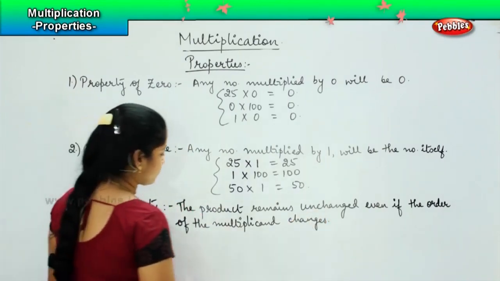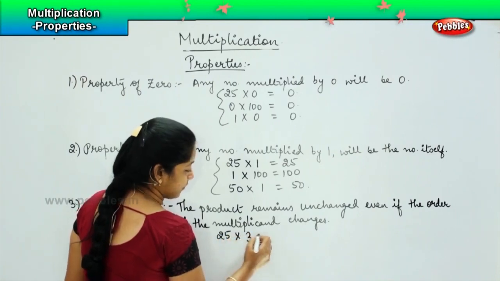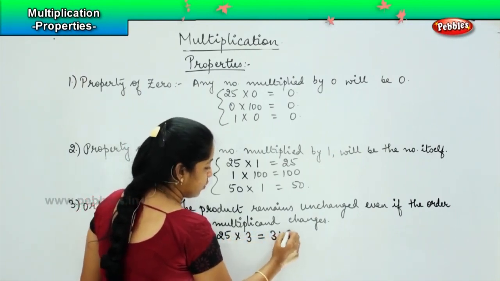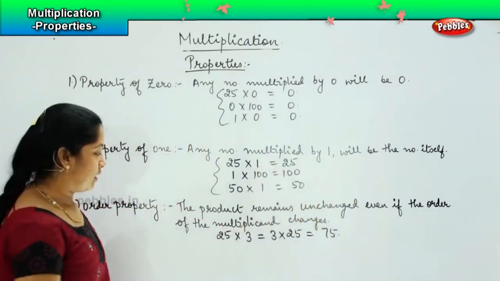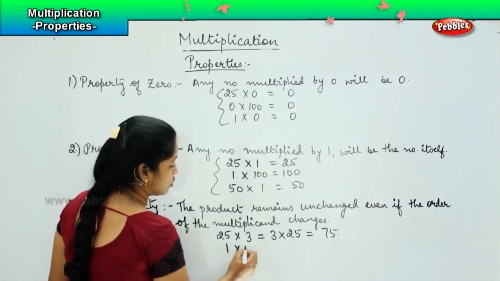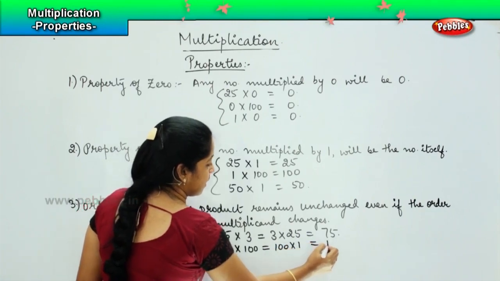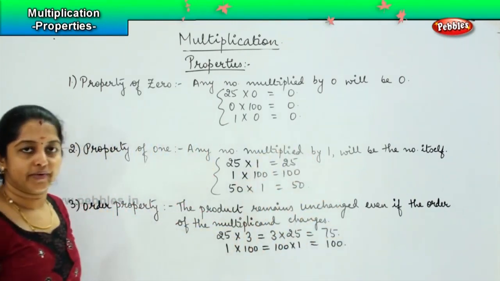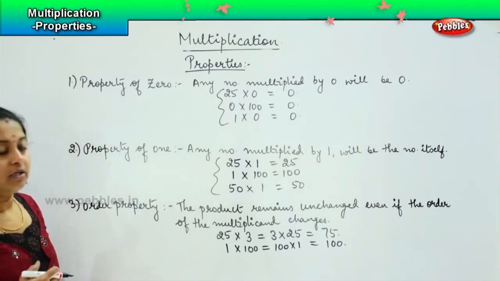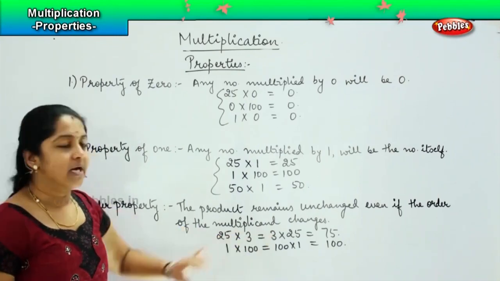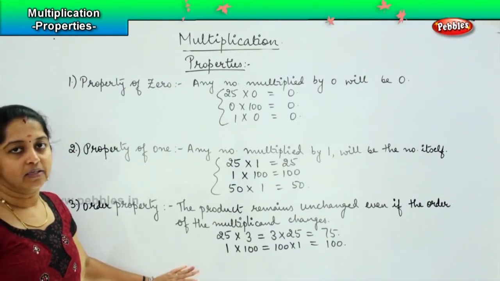So what does it mean? If I write 25 into 3 or 3 into 25, my answer will be the same, 75. Similarly, if I write 1 into 100 or 100 into 1, my answer will remain the same, 100. Okay. So which means that if I change or shuffle the order of the multiplicand, my answer, that is the product, will not be changed. It will remain the same.